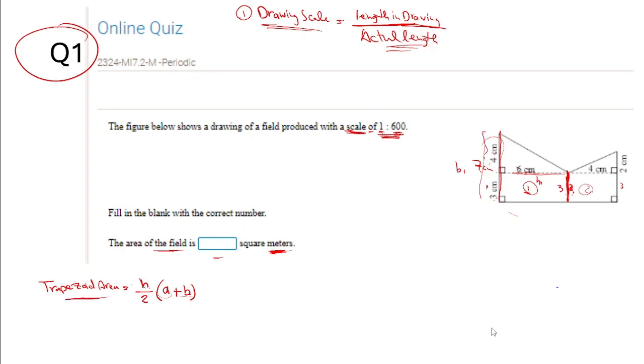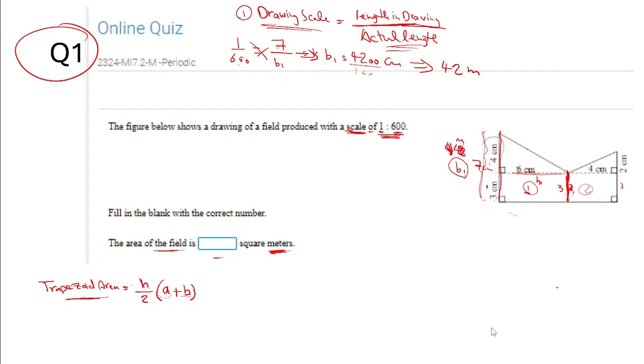Let's start with the first one here, this length. The drawing scale is 1 over 600 equal to the length in drawing, which is 7, over the actual length, which is B1, for example. This we'll call B1. We'll make cross multiplication. So B1 will equal 600 multiplied by 7. It will be 4,200 centimeters. We need to convert this to meters, so we'll divide by 100, so it will be 42 meters. So this side actually is 42 meters.